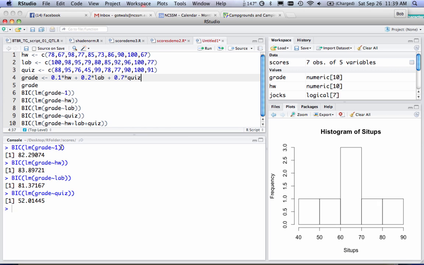So looking at grade just by itself is an 82, grade as influenced by homework is an 83, grade as influenced by lab is an 81, and grade influenced by the quiz scores is a 52. That's a huge drop. Remember, the lower number is better. So that's just another example of how to do a BIC score.